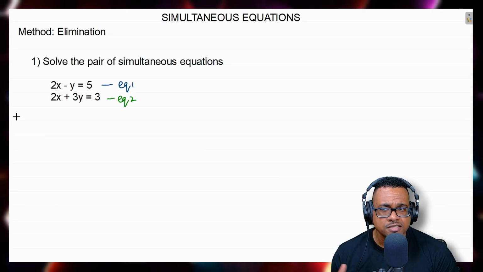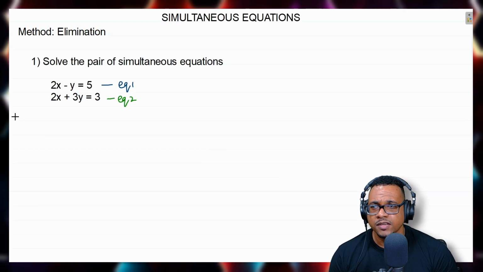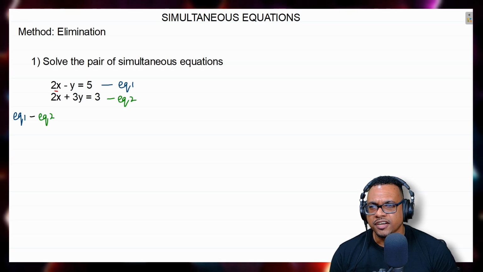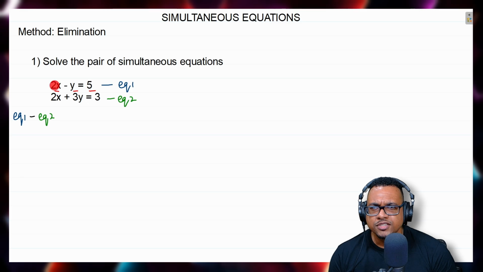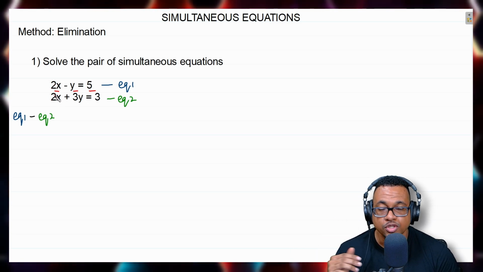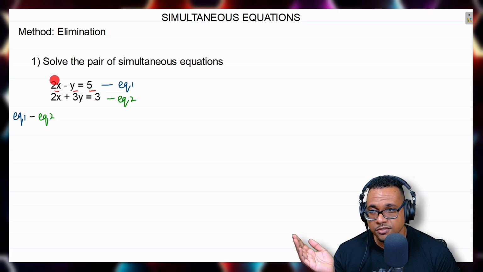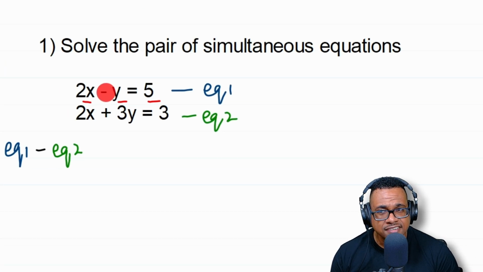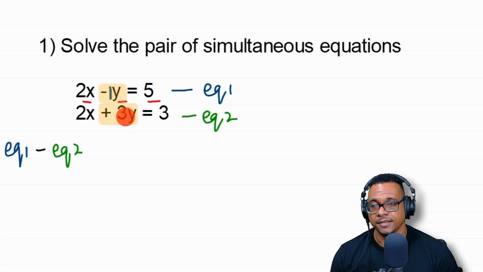So I'm just going to state that I'm going to subtract equation 2 from equation 1. So I'm going to write equation 1, take away equation 2. So I'm going to put those subtraction signs here. So what we'll have is 2x take away 2x, which will be 0. And 0 is nothing, so we don't have to write anything. So this is going to give you 0. Next, what we have here is negative 1y take away positive 3y.